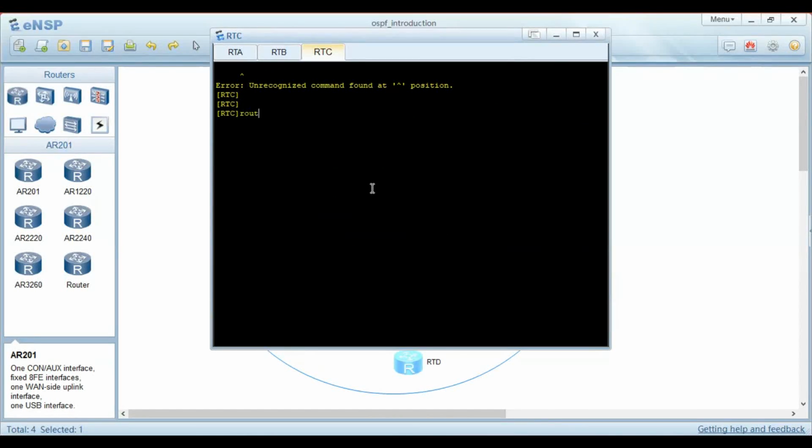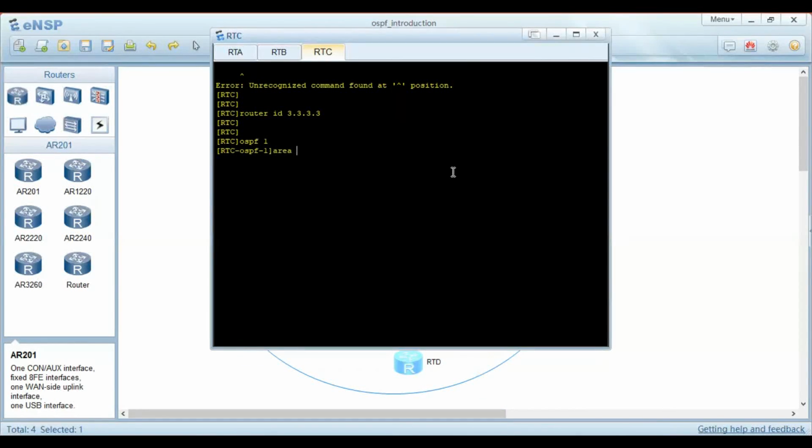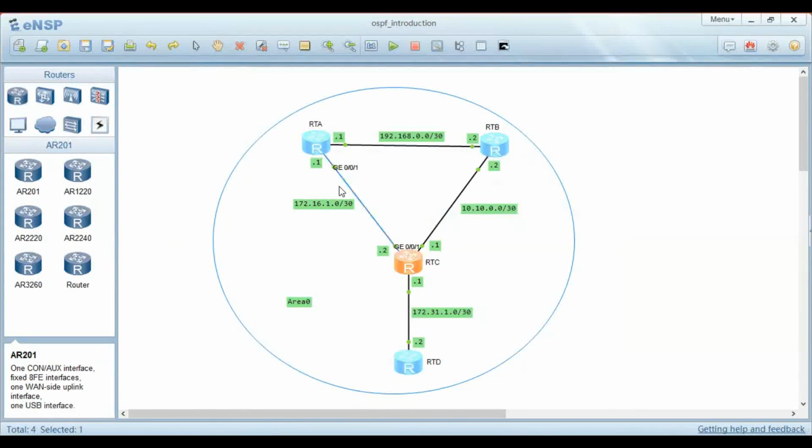So the first step is to configure the router ID. Best practice is to follow the IP address on loopback 0. And then we go to OSPF. The OSPF process is still process 1. Remember, we are keeping consistent. And then we define our area. Everything is still in area 0. And then we need to enable OSPF on this network, this network, and the loopback.